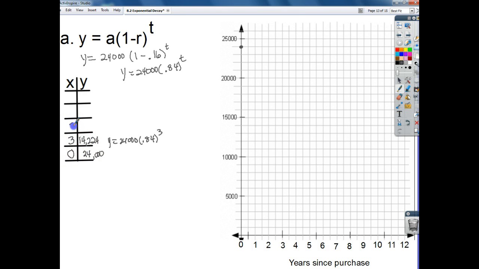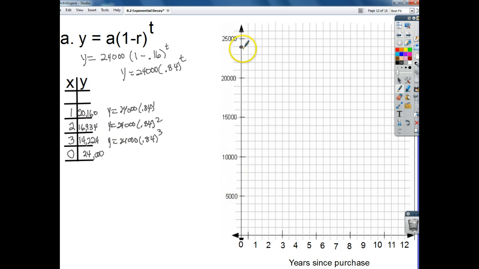Okay, well, our question was about 12,000, so I went from 0 to 3, and I took a pretty big jump. I'm going to come back in here and put the 2 in and the 1 in. When we put in 2, that's going to be y is equal to 24,000 times 0.84 raised to the second power, and we're going to get 16,934. And when we put 1 in, we get y is equal to 24,000 times 0.84 to the first power, which is just 0.84. And we put 1 in, we're going to get 20,160. Okay, let's go ahead and graph these points.